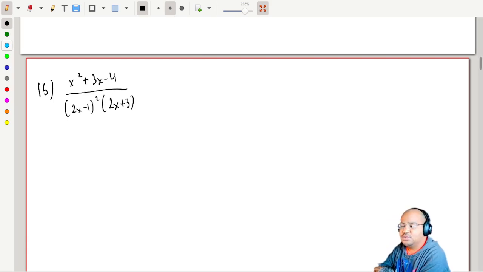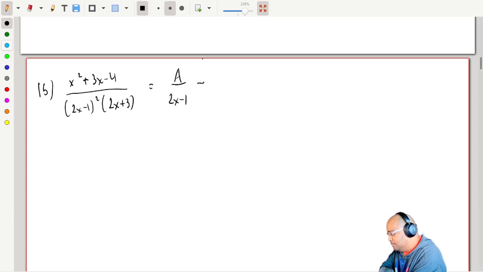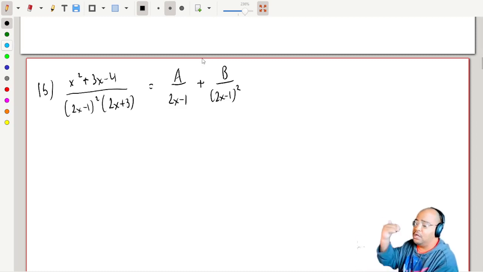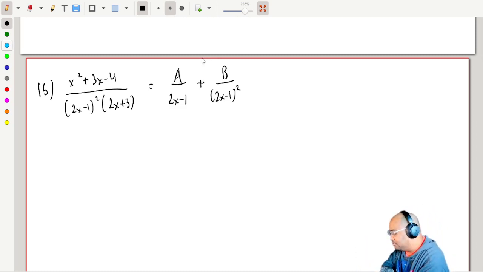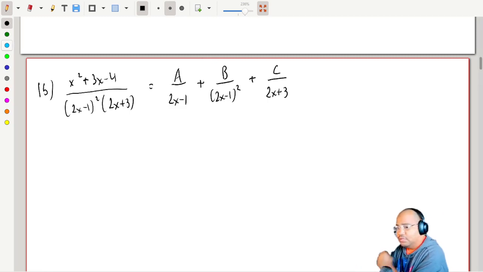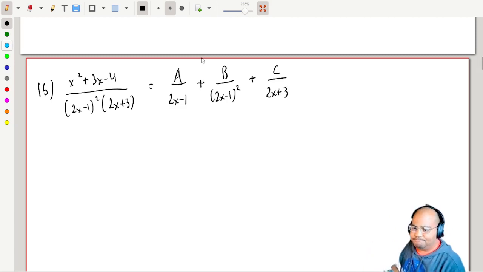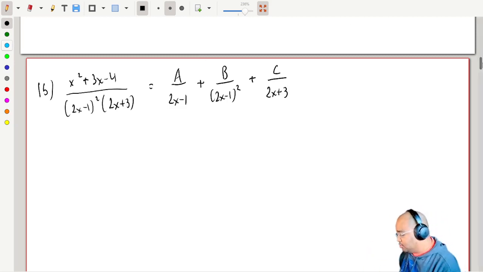Now, let's remind ourselves what the recipe looks like here. We have a repeated linear factor here in 2x minus 1. So I'll have a over 2x minus 1. And then to account for the second copy, I'm going to add in another power of 2x minus 1 there. So we count up to the repeated factor. And then the last factor only appears once, so we just get c over 2x plus 3. And so this was our recipe. Okay, let's go ahead and I'll just copy this through.